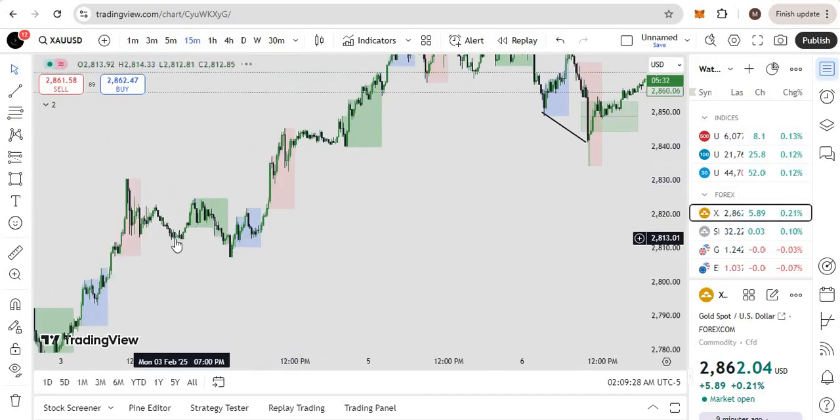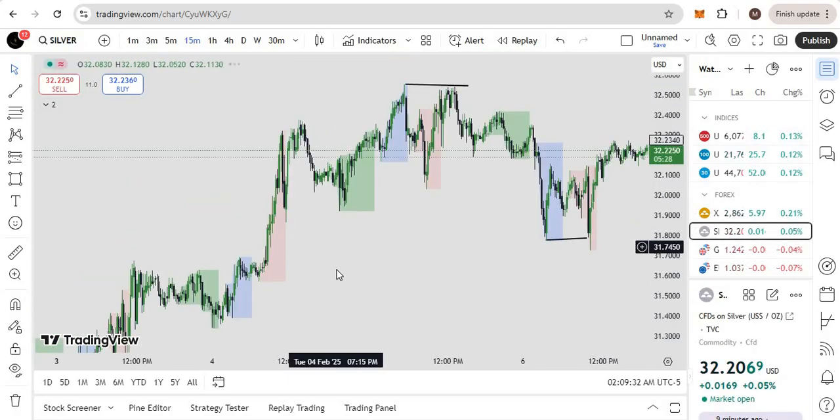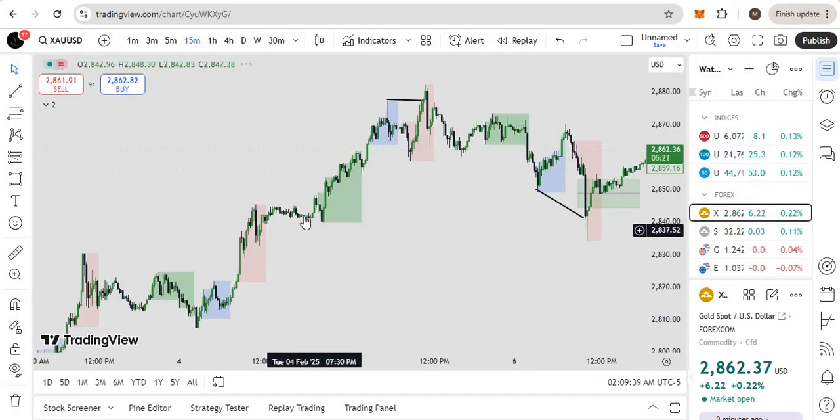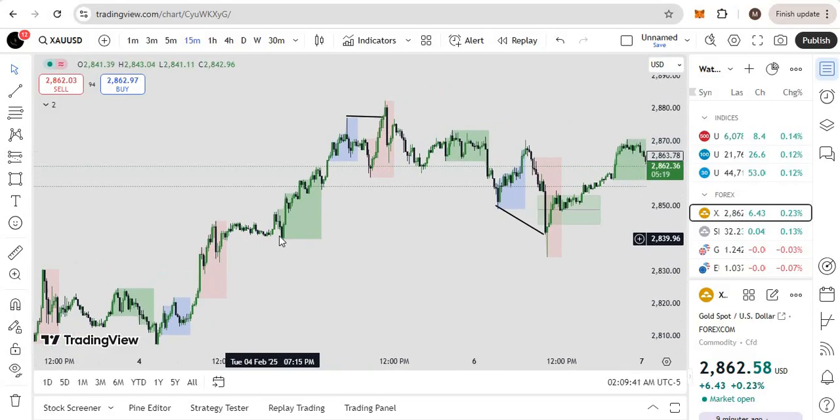If you start from anywhere, you will find the same thing over and over again. 4 February, we'll see what happened on 4 February.